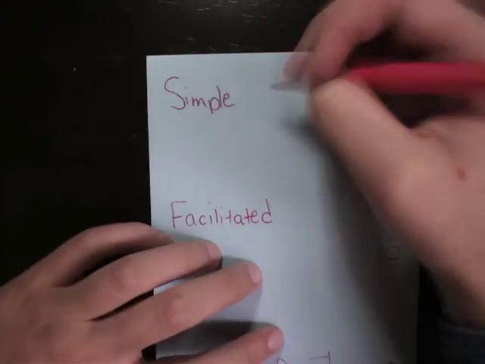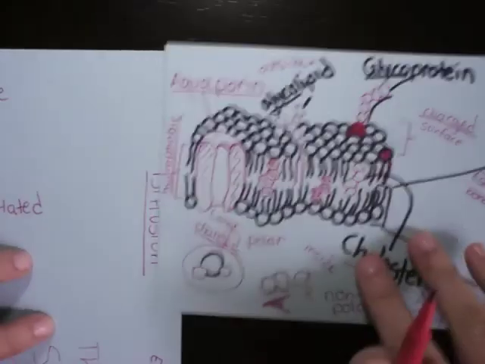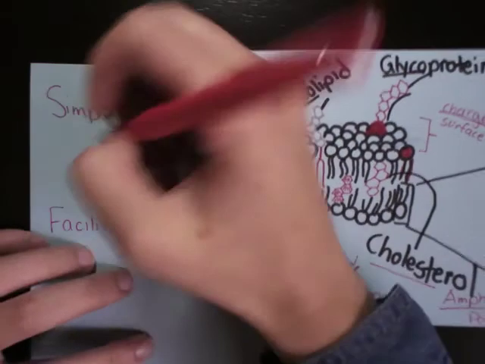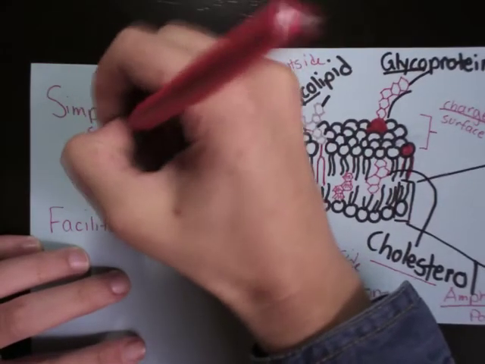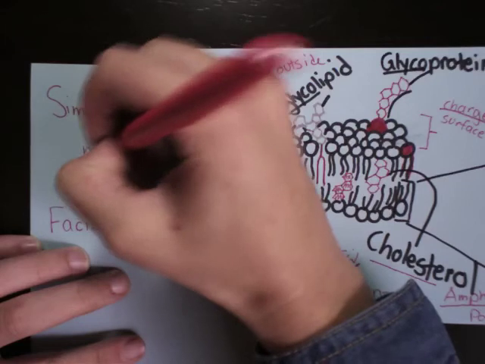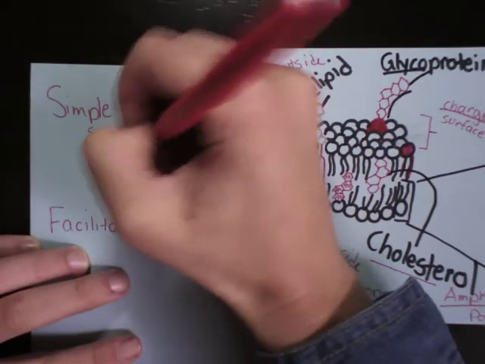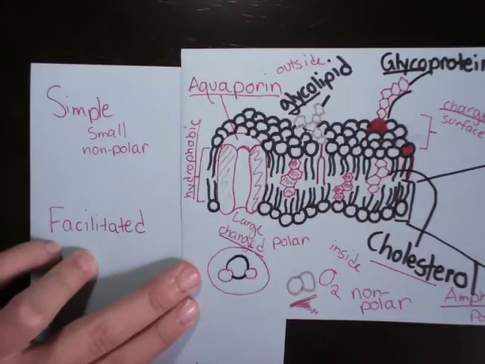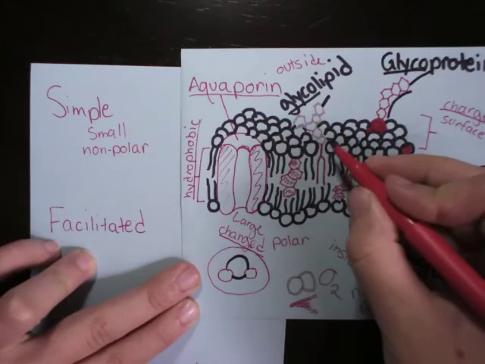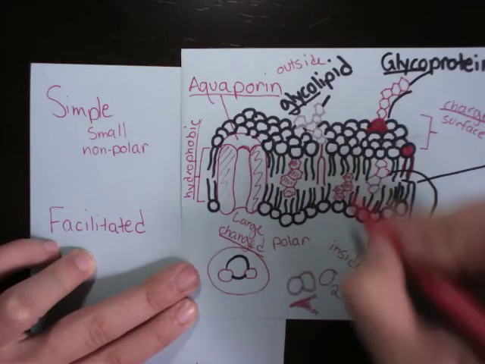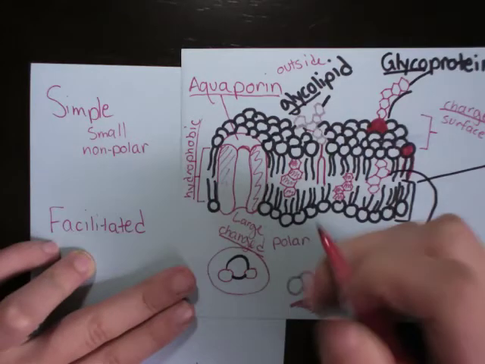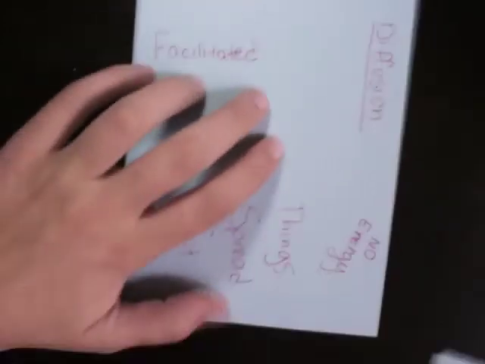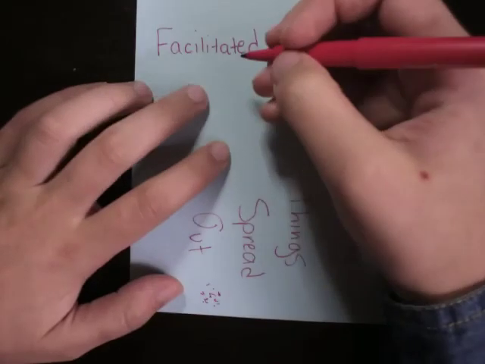There's 2 different types across our cell membrane. There's simple diffusion, which can only happen if you are small and nonpolar. It's simple because the only 2 things you need are something to diffuse across and the phospholipid bilayer. It's as simple as that, but some things need a more complicated form of diffusion.